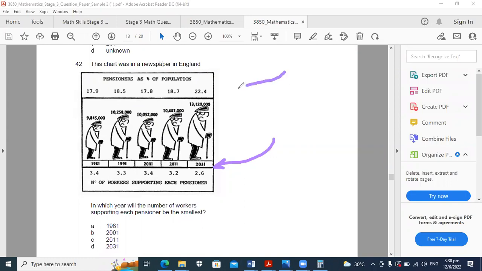So this information here shows us a percentage of pensioners of the population. All right, so what does that mean? Let me ask a question. Do old people live longer than young people? Is it young or old? Young. Check it out.